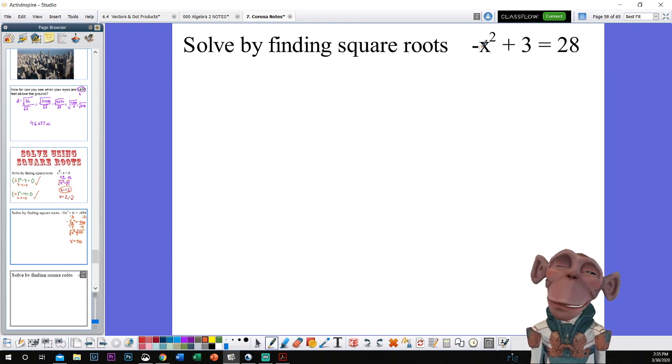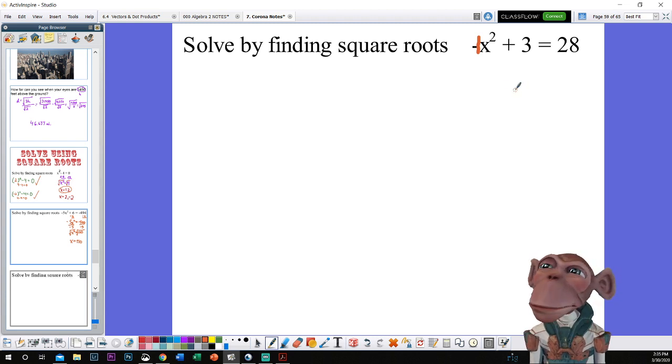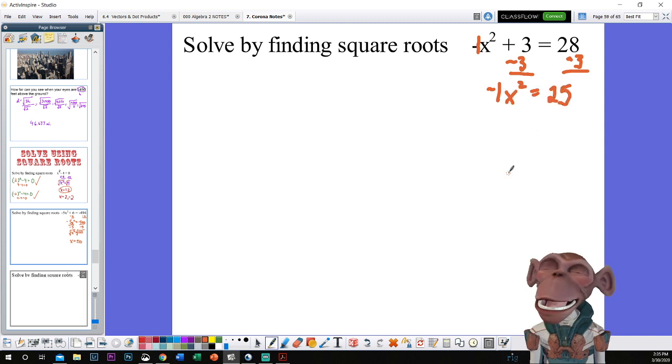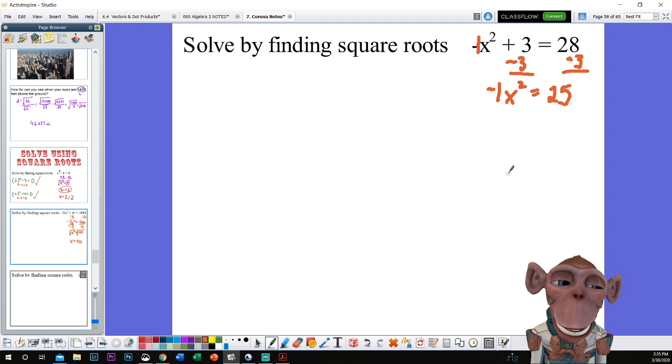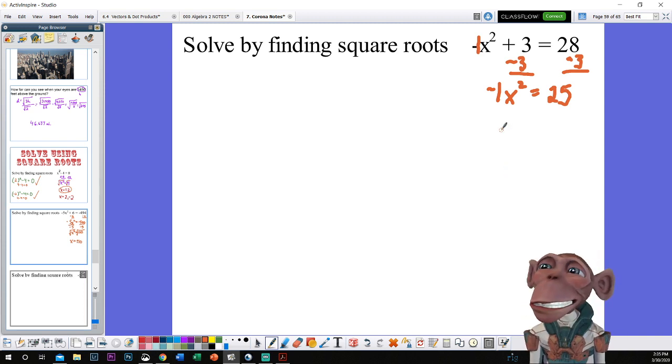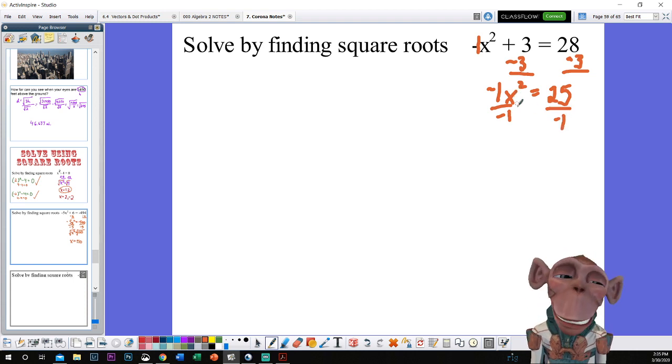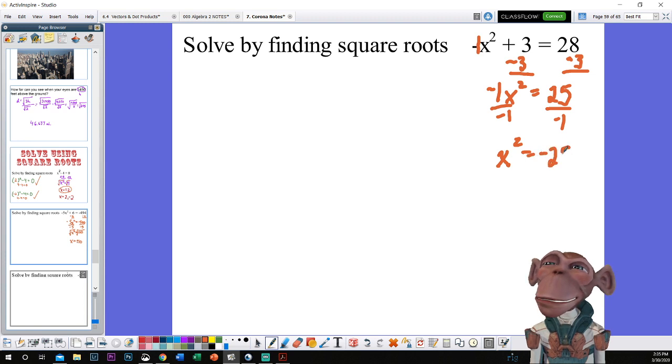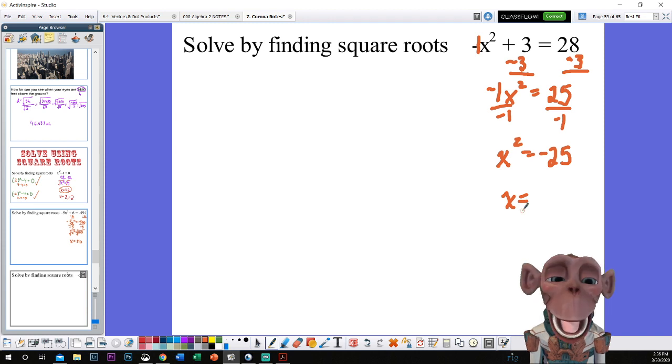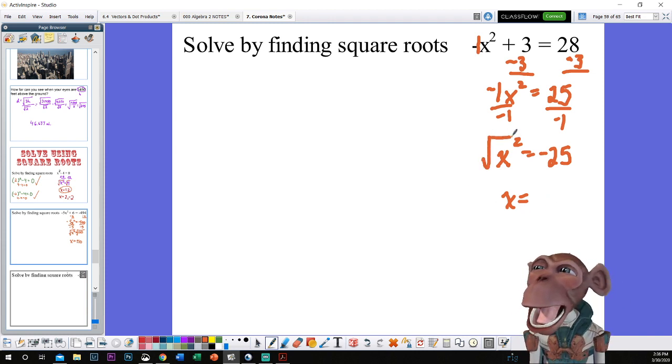Okay, let's do another. Remember, if there's no number touching an x or an x squared, we always like to put a 1 there so that we don't make a silly mistake. Do you have the answer for this? Alright, some of you think so. Let's go ahead and subtract 3 from both sides. So that gives us negative 1x squared equals 25. What would you do to both sides? If you said square root, you're wrong. Sorry, I cannot square root yet. I first have to divide by negative 1 because the x squared is not by itself yet. Now I have x squared equals negative 25. So, what does x equal? If you said 5, you're wrong again. I'm so sorry. So, we're going to square root both sides.